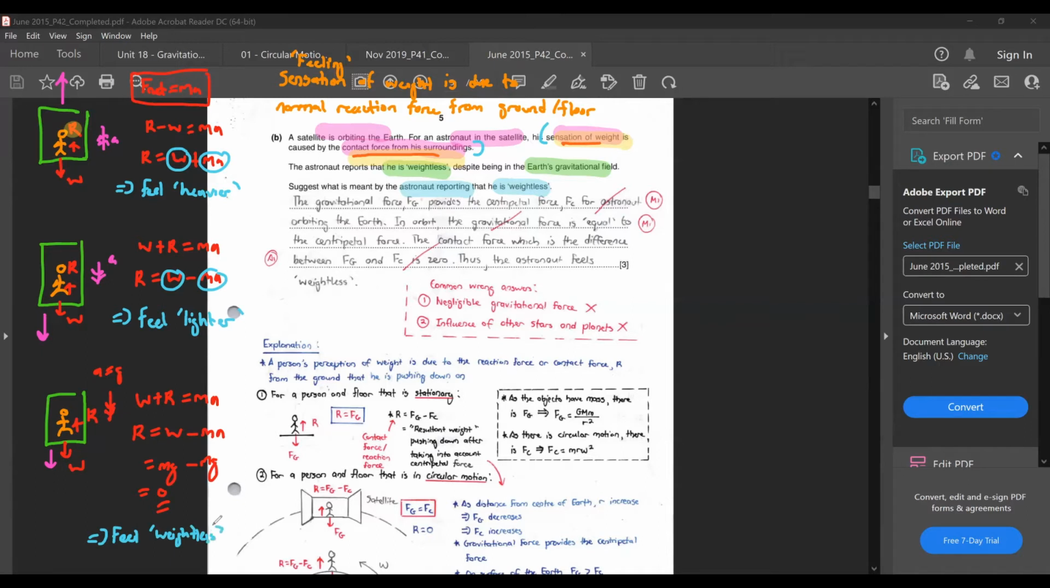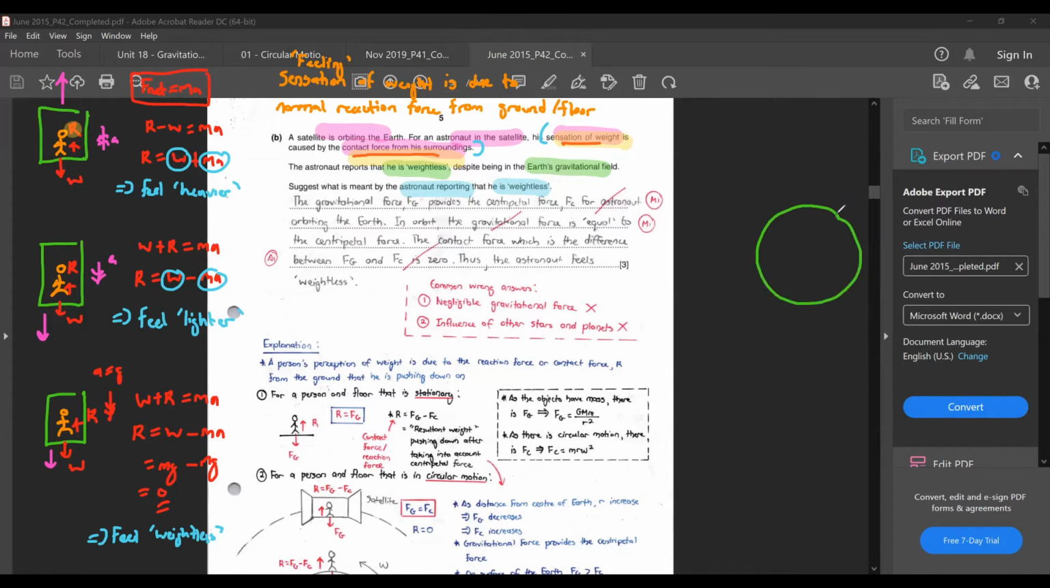So under this case, you actually feel weightless. This was how we explained your sensation of weight in AS last time: why you feel heavier, why you feel lighter, why you feel weightless under certain conditions for your elevator motion. Now you're trying to apply that same kind of understanding for a person inside a satellite. They're asking you to explain why the astronaut inside the satellite is feeling weightless. It has to do with Fg being equal to Fc. Let me just draw a diagram here to explain why.